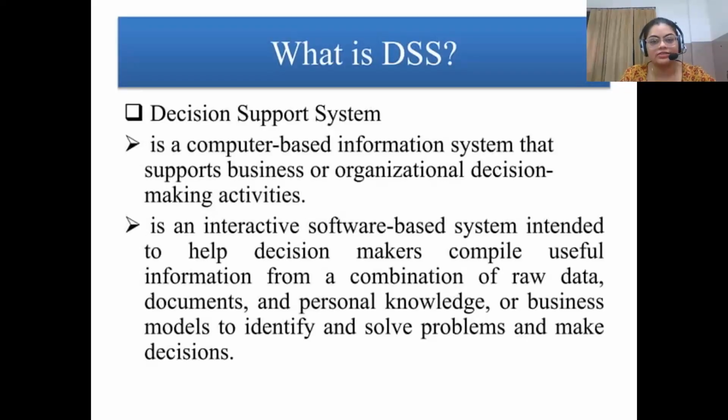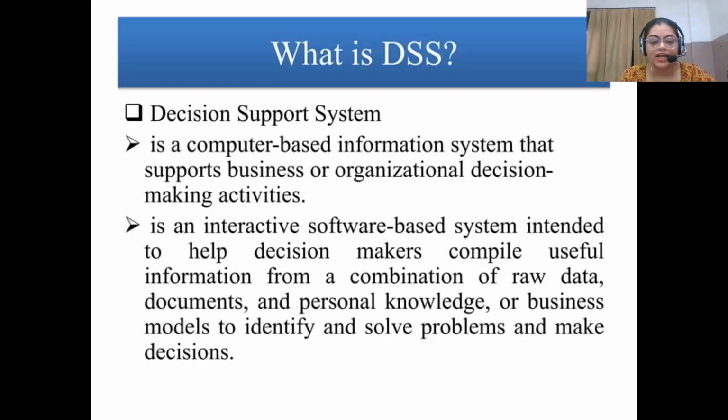DSS, or we can say decision support system, is a computer based information system that supports business or organizational decision making activities. It is an interactive software based system intended to help decision makers compile useful information from a combination of raw data, documents, and personal knowledge or business models to identify and solve problems and make decisions.